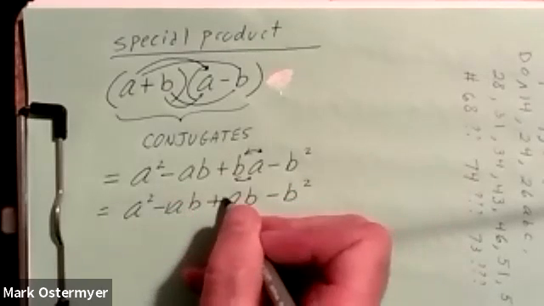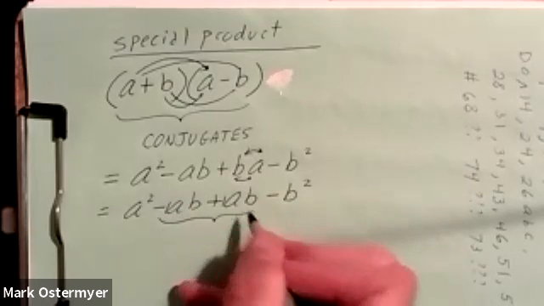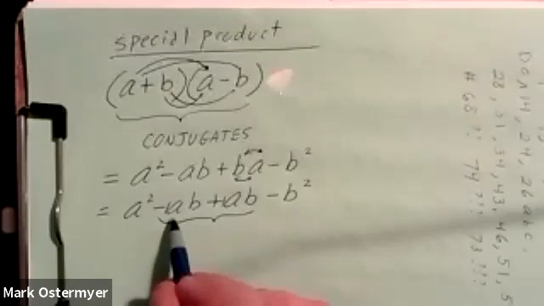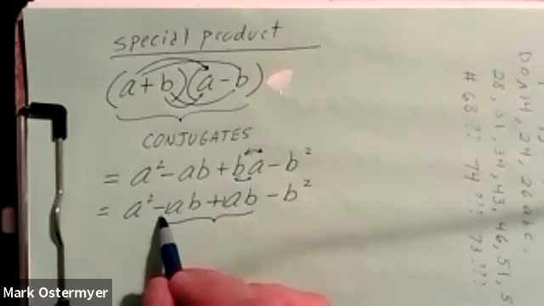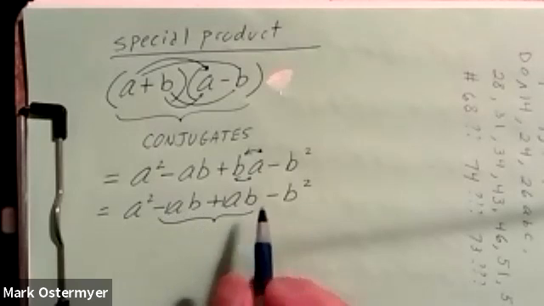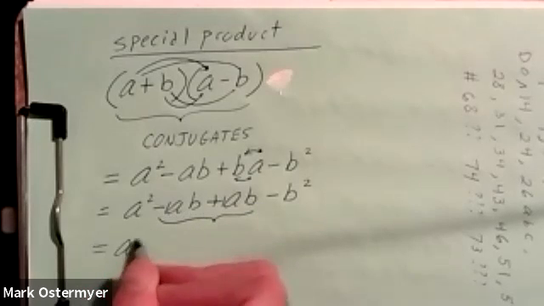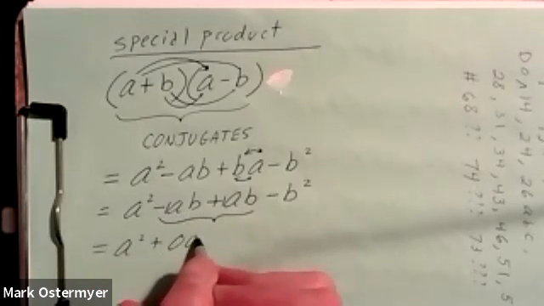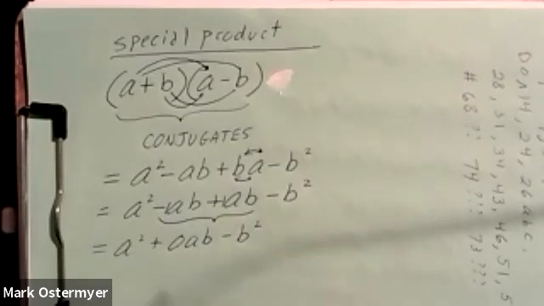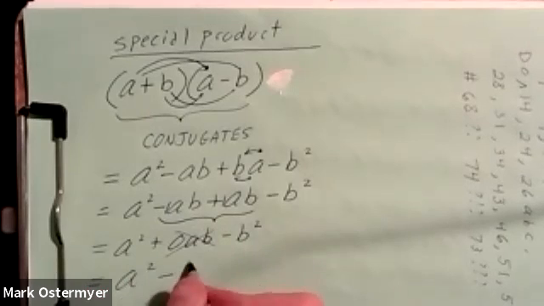And what do you notice happens between the two middle terms here? They cancel out. These two middle terms basically sum up to 0ab, don't they? Negative 1 ab plus positive 1 ab. Technically, those add up to 0ab. And 0 times anything is just 0, so we don't even report this. So we have a squared minus b squared.